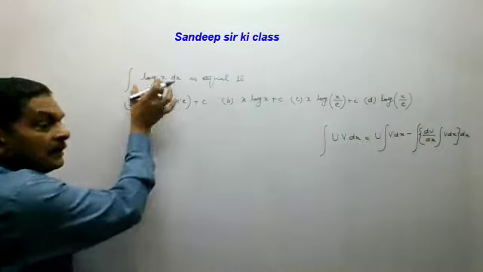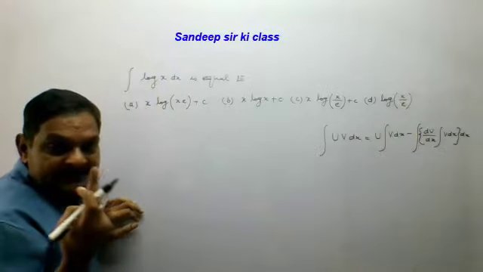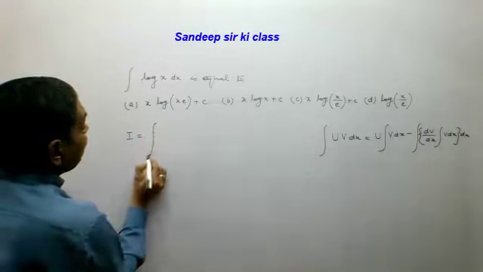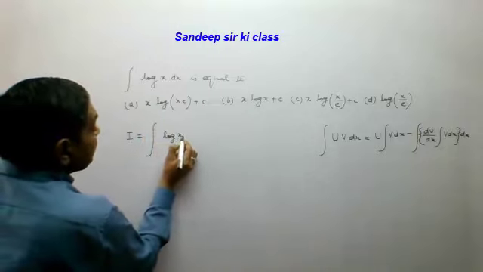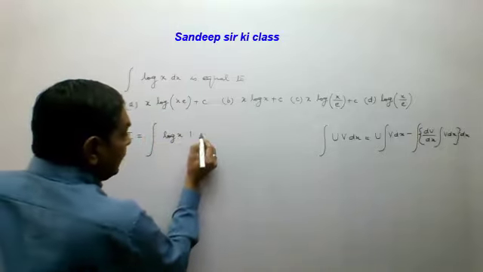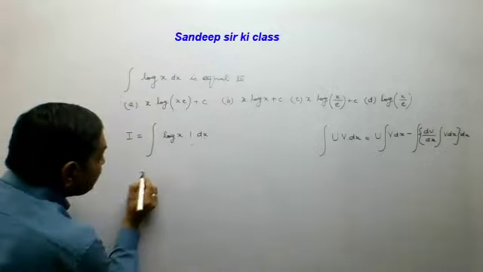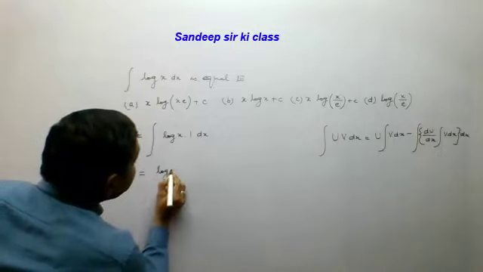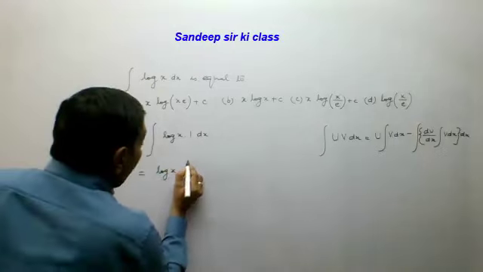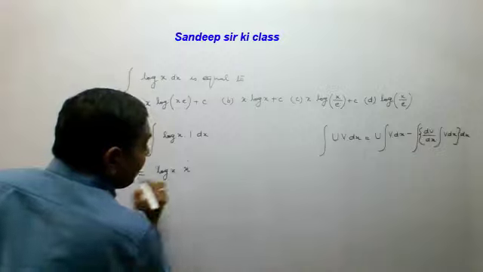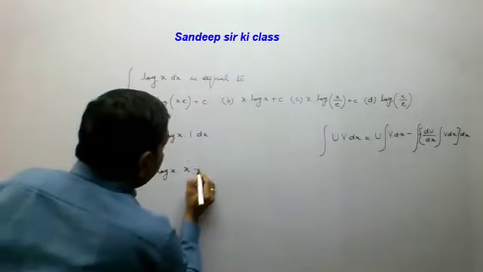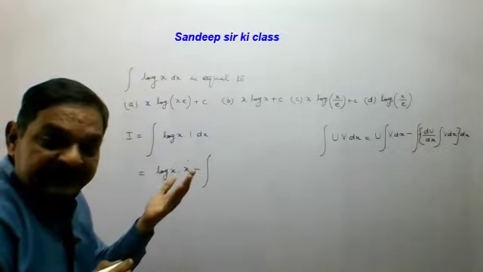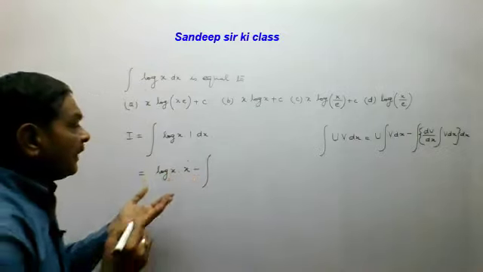Now here the second function we can take as equal to 1. So I will be equal to the integral of log x, with the second function we are taking 1, dx. This is equal to, using the formula, log x times the integral of 1 dx, which I am writing directly as x, minus the integral of the differentiation of the first, and the differentiation of log x we know is 1 upon x.